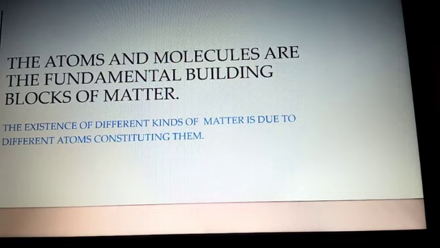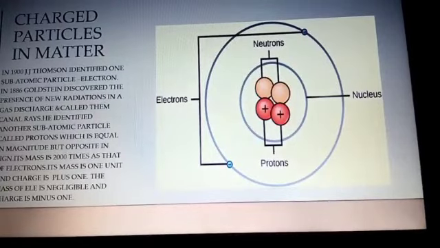The existence of different kinds of matter is due to different atoms constituting them. We know that matter exists in three states, that is solids, liquids, and gases. So the existence of different kinds of matter is due to different atoms. So it is because of the atoms present in them. So now we are going to learn about the charged particles in matter.